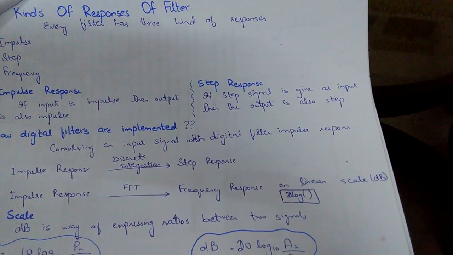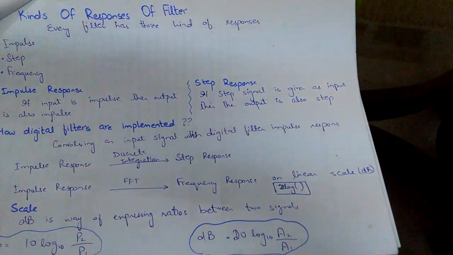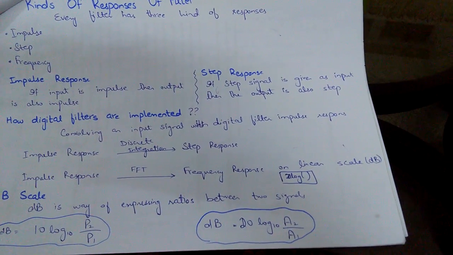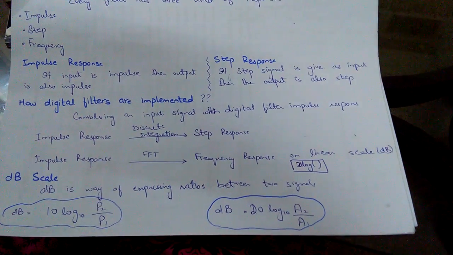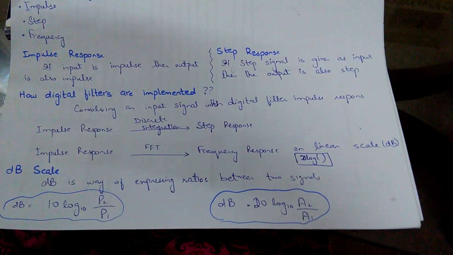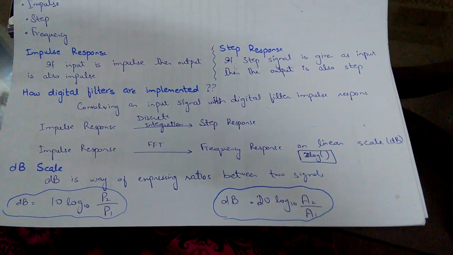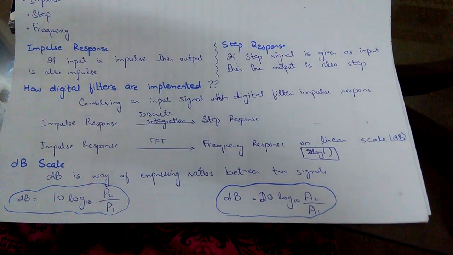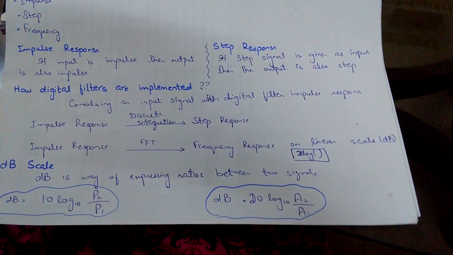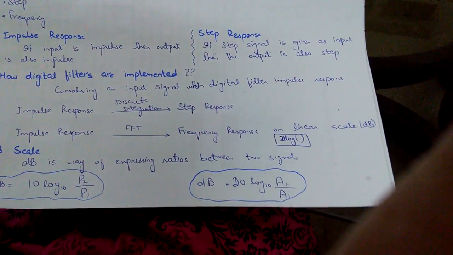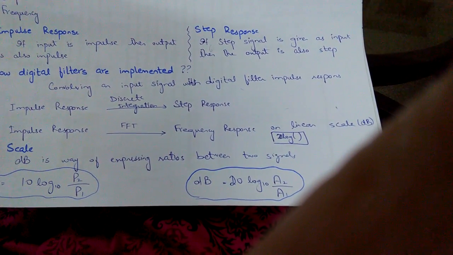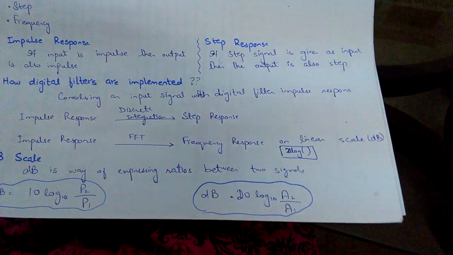Kinds of responses of filters. Every filter has three kinds of responses: impulse, step, and frequency. First, let's discuss impulse response. If the input is an impulse, then the output is also an impulse, and it is called the impulse response. And step response: if a step signal is given as input, then the output is also a step.